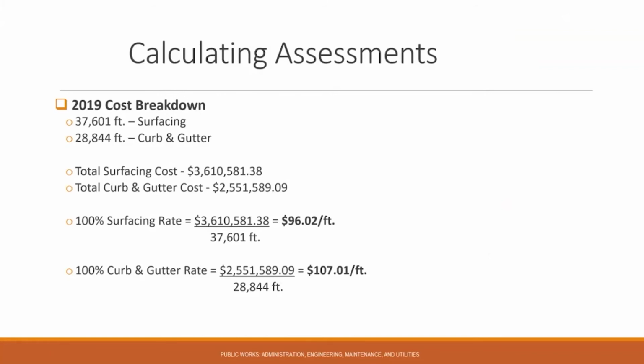We would do the same exercise for the curb and gutter, taking that total improvement cost divided by the total number of feet of parcels subject to that assessment. And from that, we determined that 100% rate at $107.01 per foot.